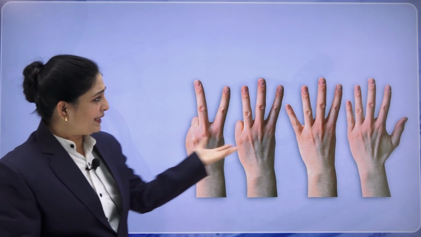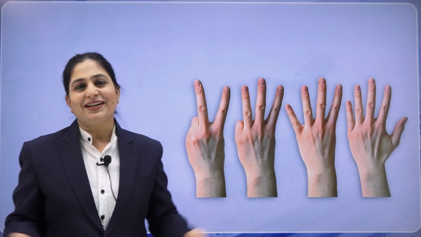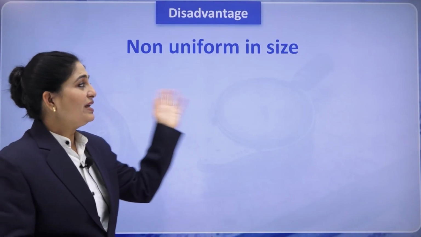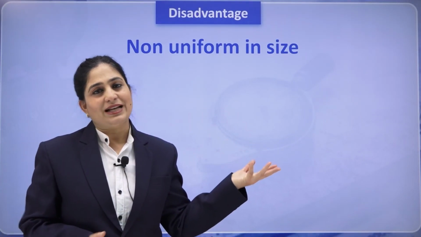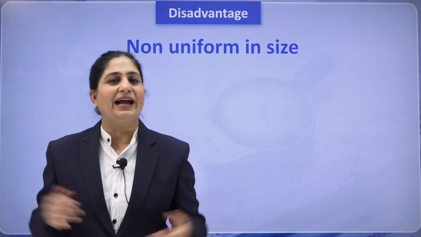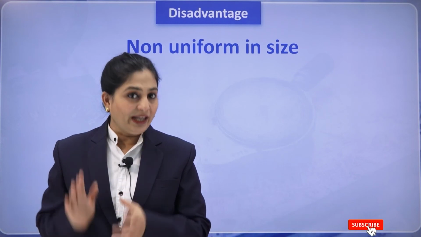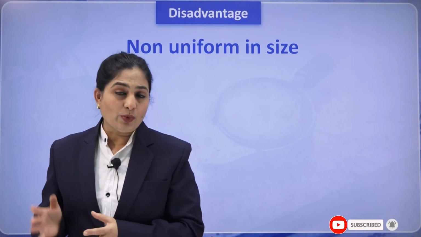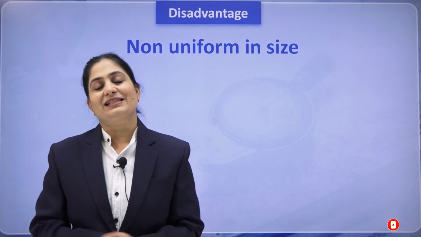After the cube, we have another possibility: how many fingers you require to measure the length or the distance. But all these are conventional systems. The big and major disadvantage of these conventional systems is that they are all non-uniform in size, and thus we do not get the exact value every time. Thus we need to follow some internationally, worldwide accepted units, that is, SI units.